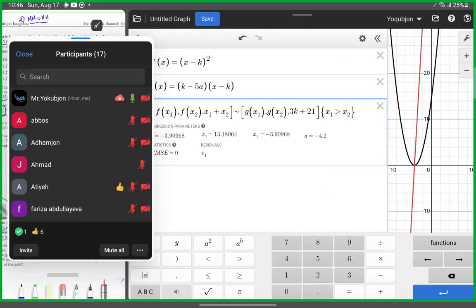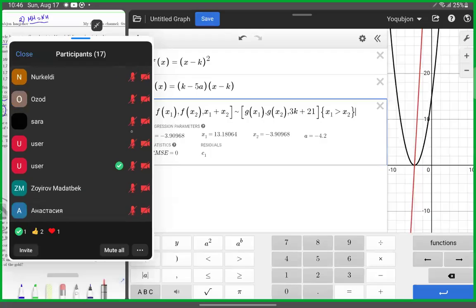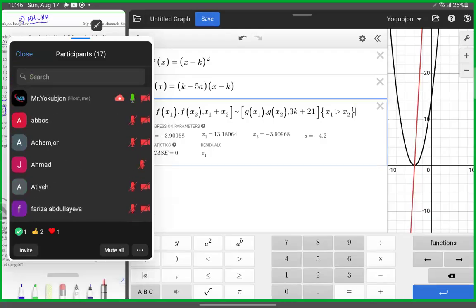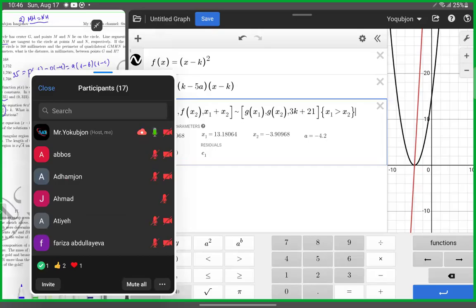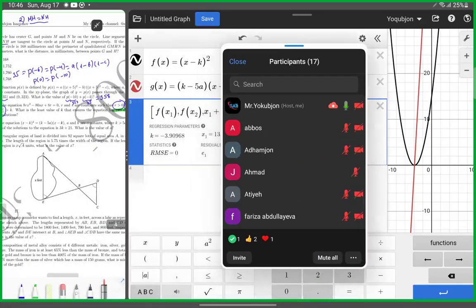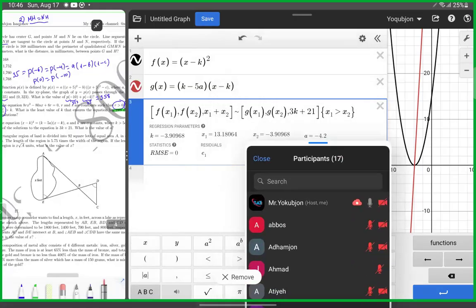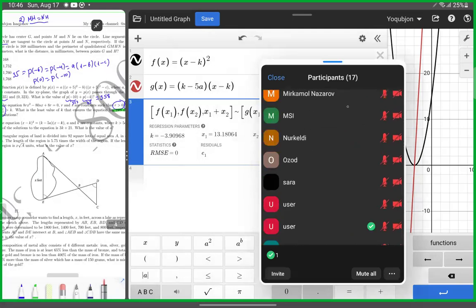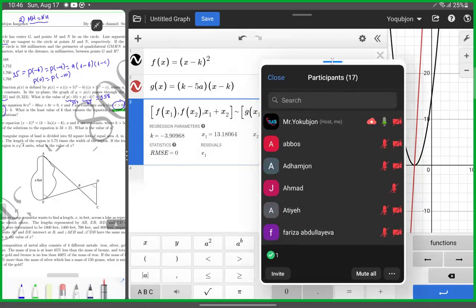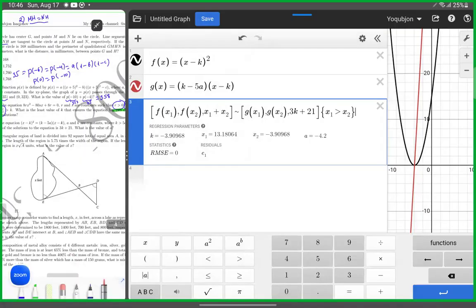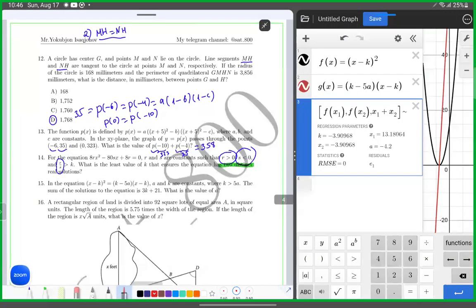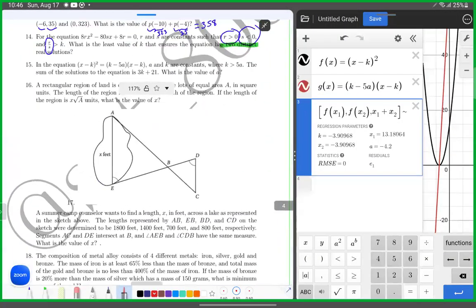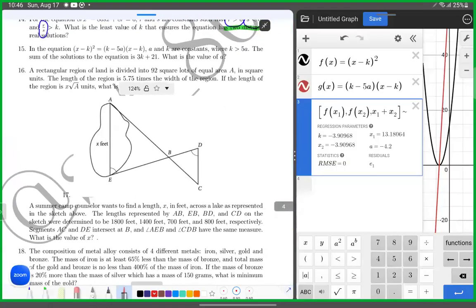Let's continue. If you have any questions, you can ask now about the paper way, about the Desmos way, about this problem. No questions. Very good, guys. So, 16th problem.